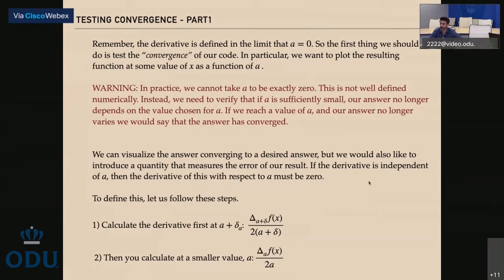And so if the derivative that we're calculating is independent of a, then the derivative of the derivative of f with respect to a must be 0. Okay, this will be clear in a second. So what we want to do is calculate first the derivative at a plus delta a, so some small value of a plus a shift. Then we're going to calculate this at an even smaller value of a, smaller by this amount delta a. So this is the derivative at this point. This is the derivative at the other point.